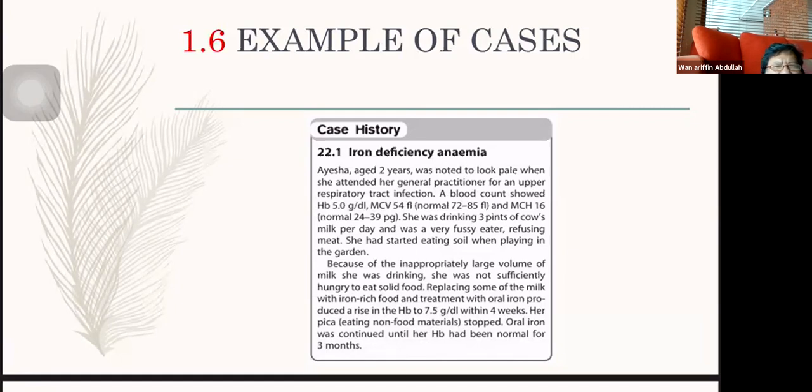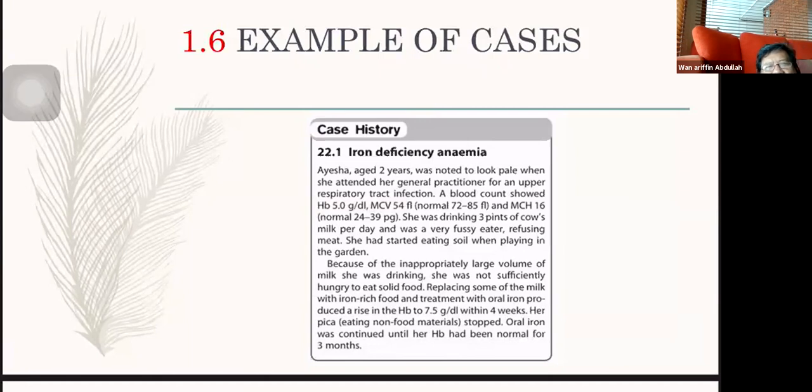20 kilogram, 15 kilogram. Let's say it's 15 kilogram. That's the fluid requirement, about 1,200. Then this girl is taking 1,500 of cow's milk. So when you take 1,500 of cow's milk, your stomach is already full of water.